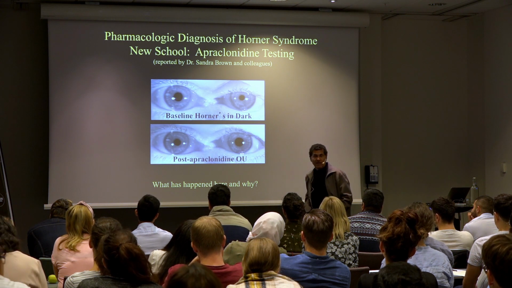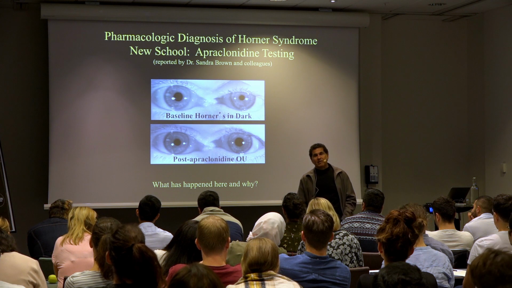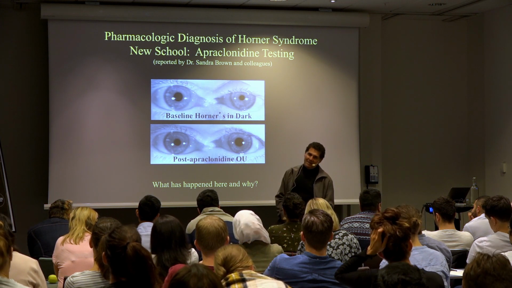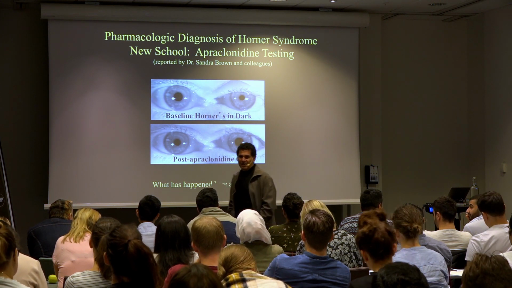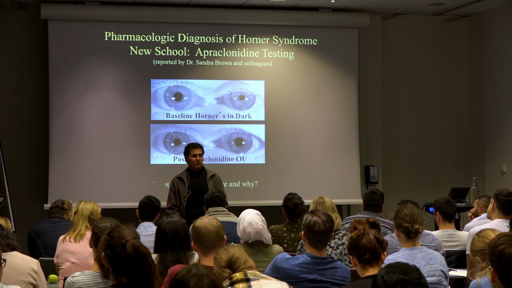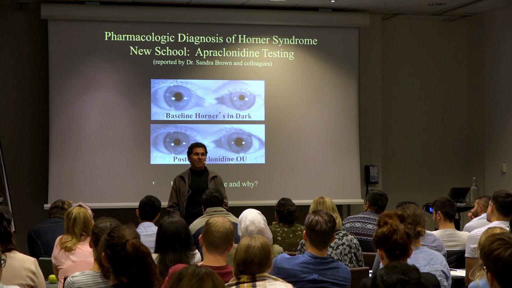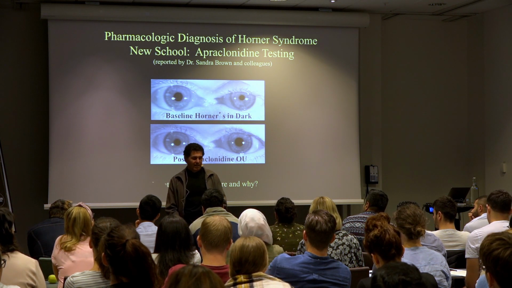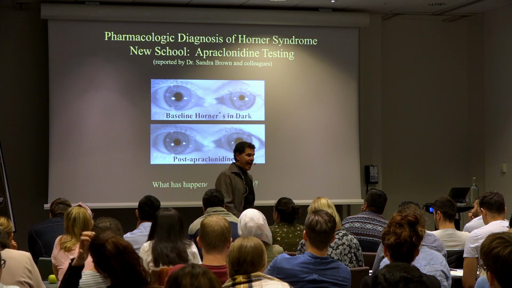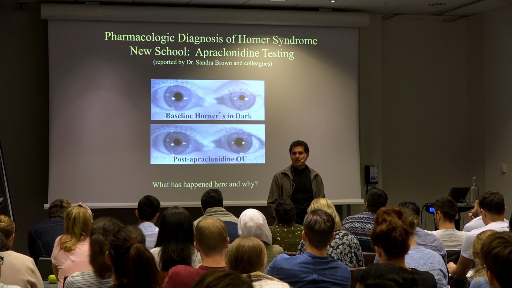So what is apraclonidine? And how was this discovered? And what does it do? Well, back when you were just little babies, apraclonidine was used before brimonidine was invented. And it was used when people got YAG laser treatment to prevent pressure rises. And it's an alpha-2 agonist and a weak alpha-1 agonist.